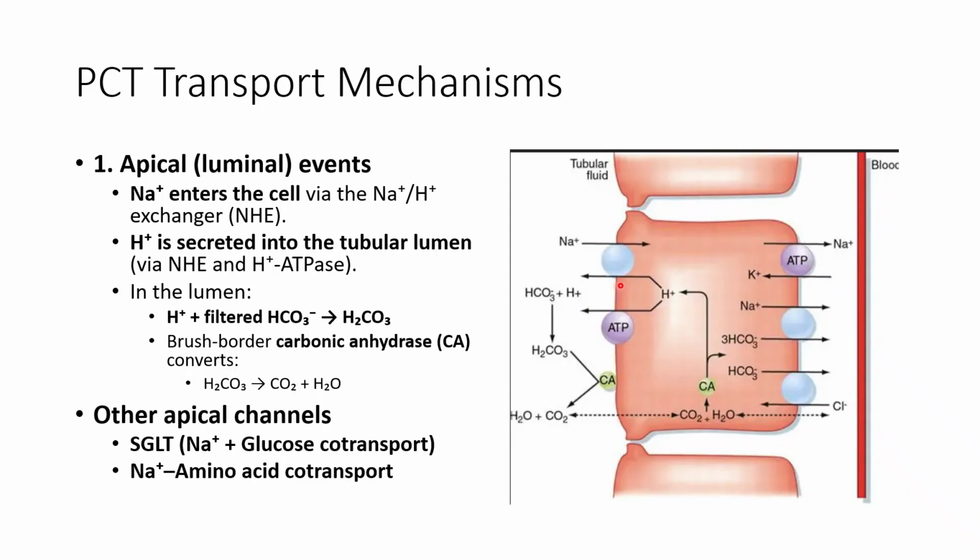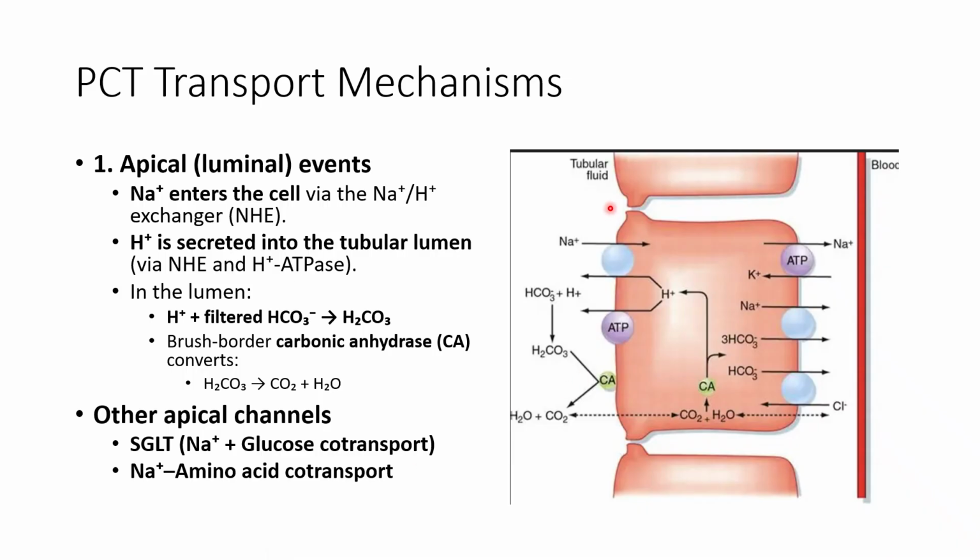Now in the lumen there is something special happening. This H+ combines with the bicarbonate present in the tubular fluid and forms H2CO3. This H2CO3 is acted upon by a luminal enzyme, carbonic anhydrase, which is present both in the lumen and inside the cell. The luminal one converts H2CO3 into water and carbon dioxide. This carbon dioxide, being a gas, freely diffuses into the cell, where it again combines with H2O with the help of carbonic anhydrase, the cellular one, and H2CO3 is then converted into bicarbonate. What happens to this bicarbonate we will see in the next slide.